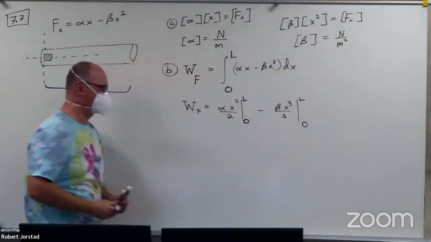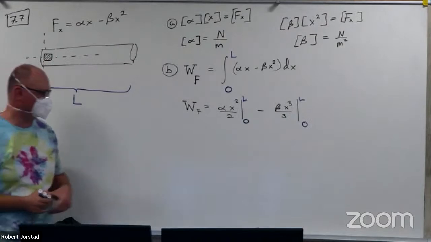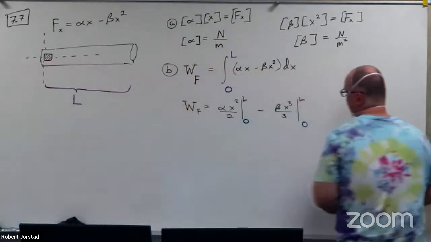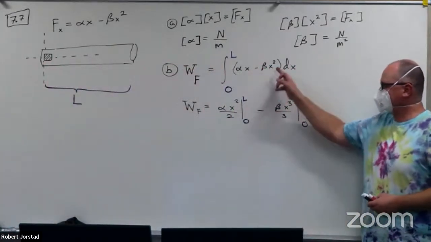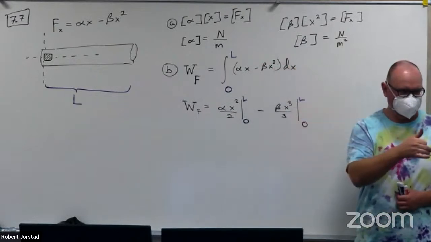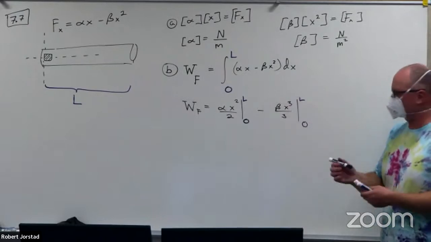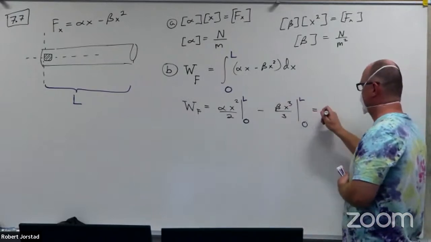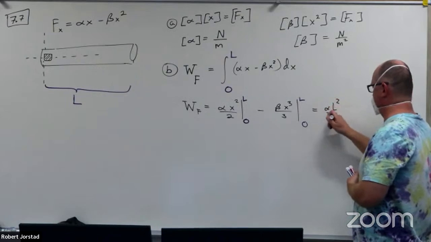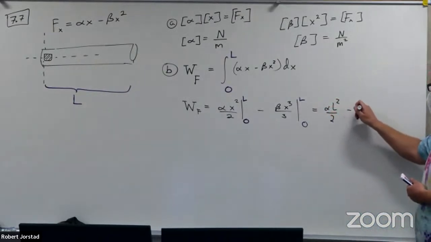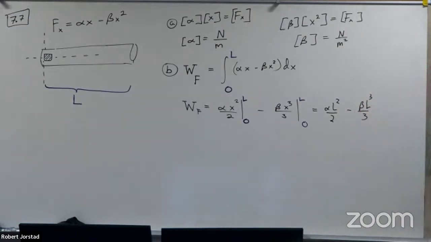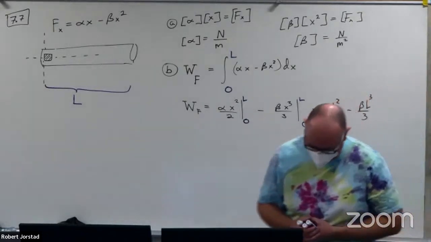Give me a second. Did I do that right, or did I screw it up? X squared over 2, x cubed over 3, right? Now, do you agree when you plug in 0, the 0 limit drops out in this problem? So it's going to be alpha L squared over 2 minus beta L cubed over 3, right? Yep, okay. Great. Was that part B?